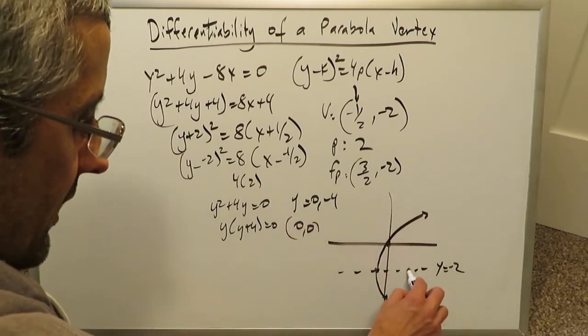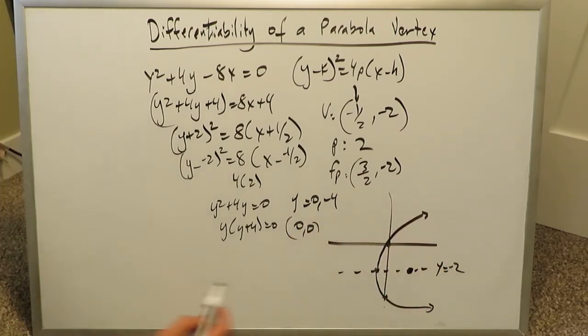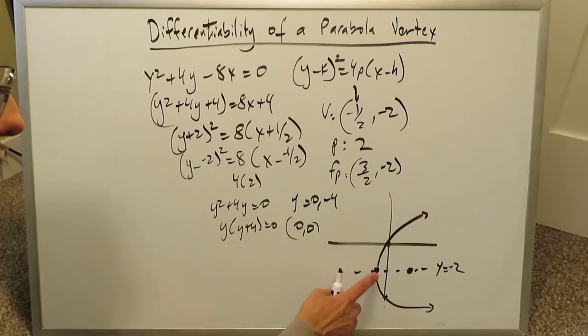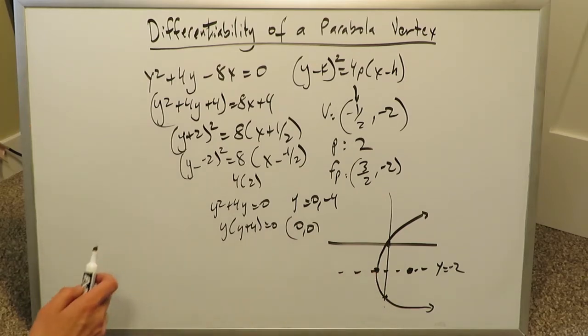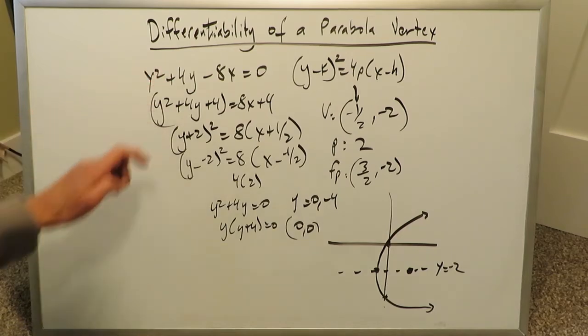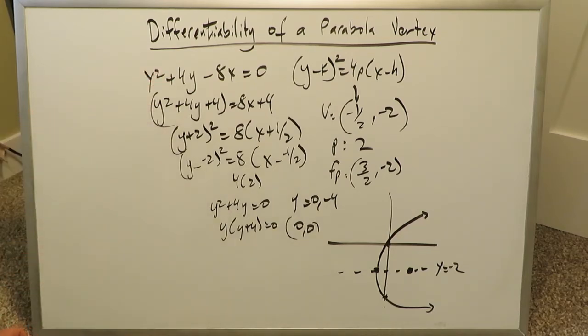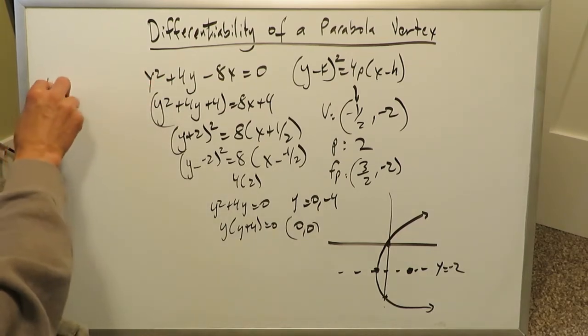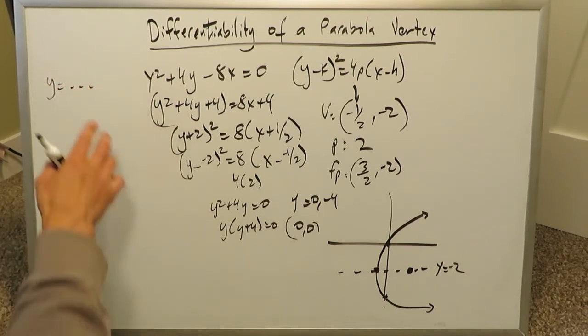Focal point 3 over 2, comma, minus 2 right over here. Is this specific point right here differentiable? That is, if you did a derivative over there, try to determine an equation of a tangent line, could you do a derivative here at this specific point? Let's find out. Since we have an equation here, y squared plus 4y minus 8x, you couldn't cleanly solve this equation such that you have y equals format, because you couldn't.